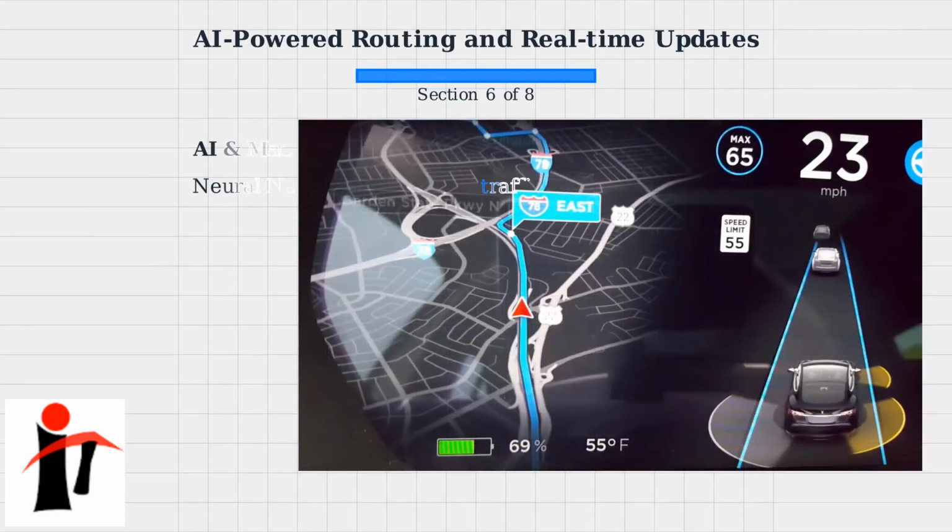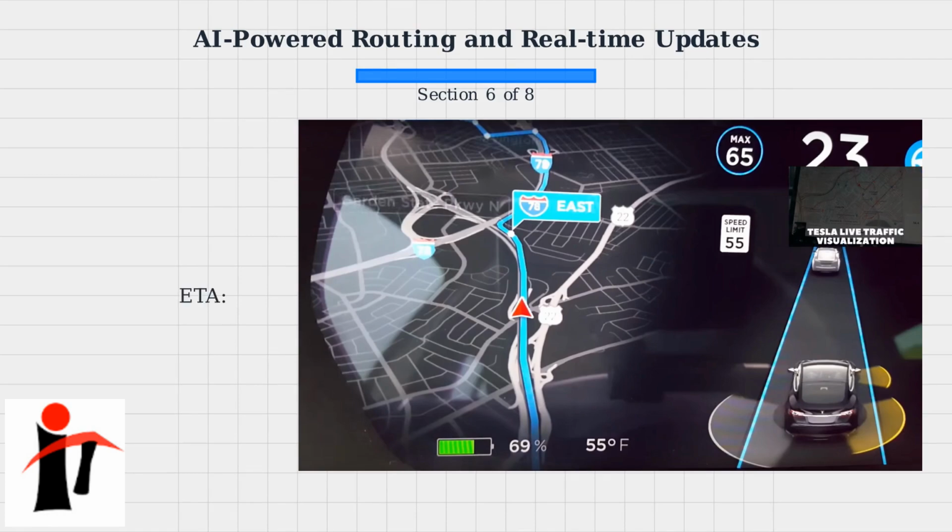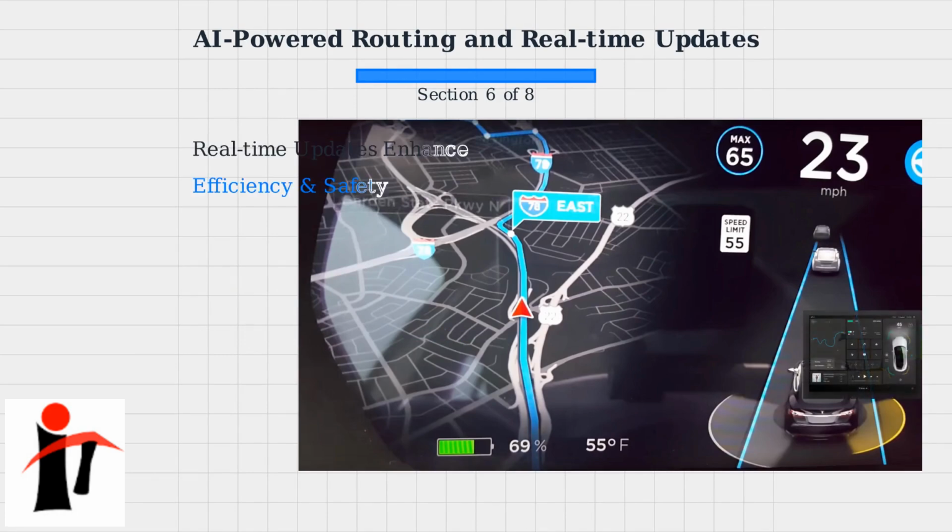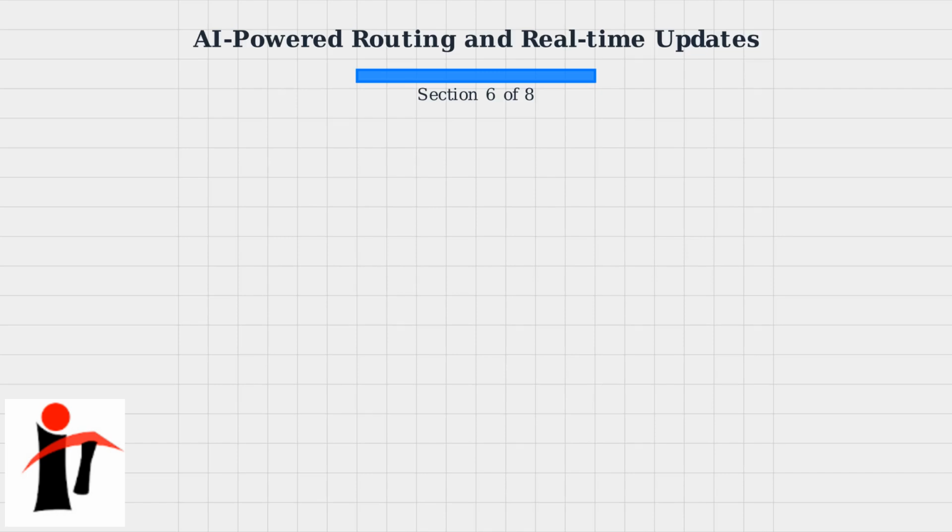Tesla Navigation leverages AI and machine learning for adaptive routing. The neural net routing feature uses machine learning to predict traffic patterns and optimize routes for energy efficiency. The system dynamically reroutes based on real-time data, reducing battery drain by up to 15% according to Tesla's testing. These improvements mean more accurate ETA predictions than in previous years, with 20% better accuracy compared to 2023 baselines. Overall, these AI-powered features provide real-time updates that enhance both efficiency and safety for Tesla drivers.